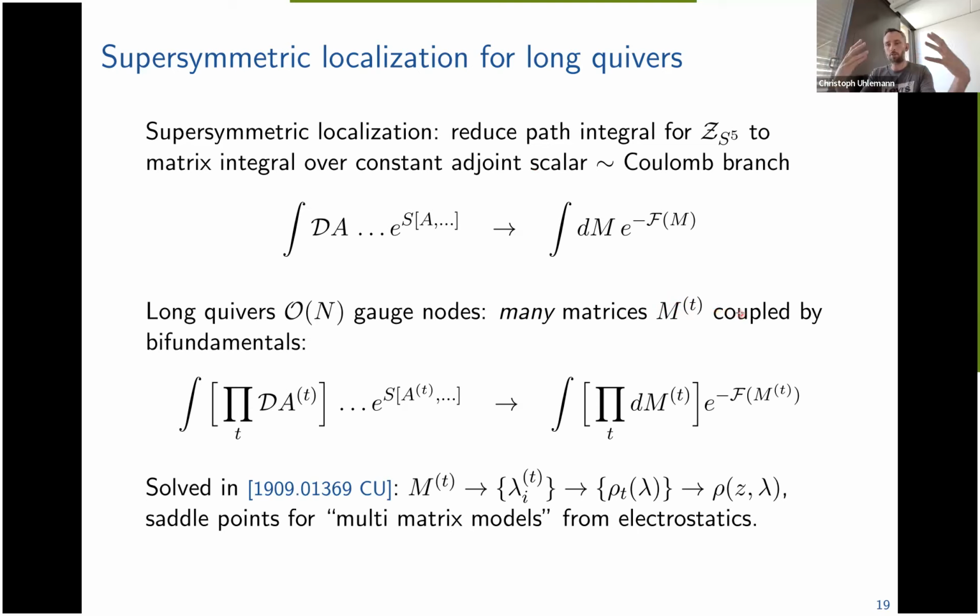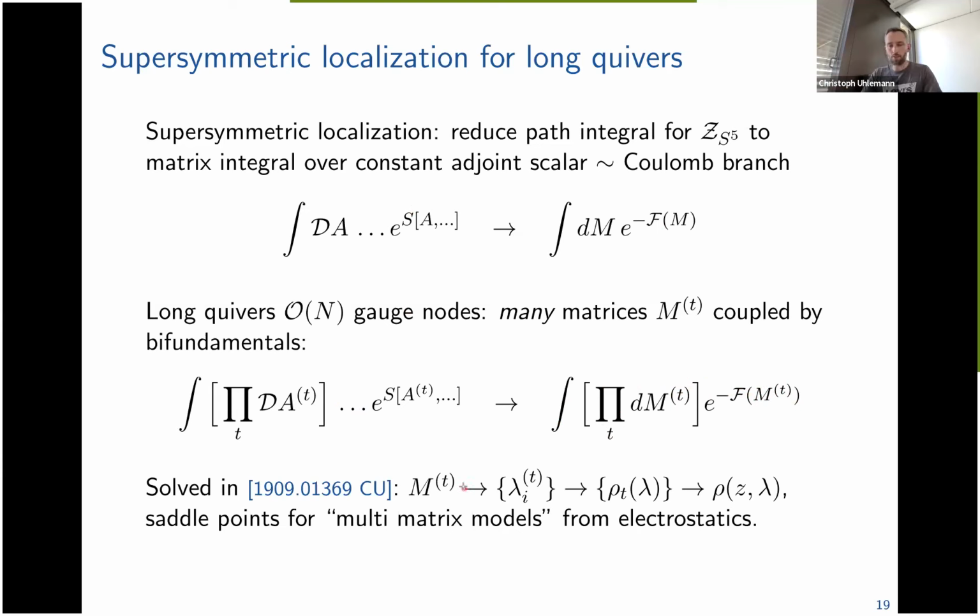And they are coupled to each other by the bifundamentals which connect the different gauge nodes in the quiver diagram. So instead of one matrix model, we get a multi-matrix model where we integrate over a large number of gauge nodes and have an integrand which includes the classical action and the one-loop fluctuations. So this is a bit of a non-standard large N limit, but it can nonetheless be solved.